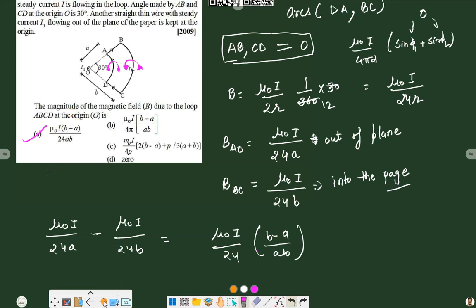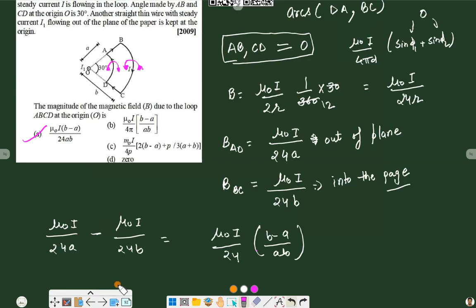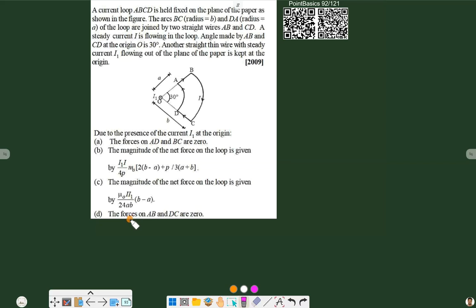Moving to the next one. Okay, here the statement is the same, but the question is different. Due to the presence of the current I1 at the origin, the forces on AD and BC are zero.